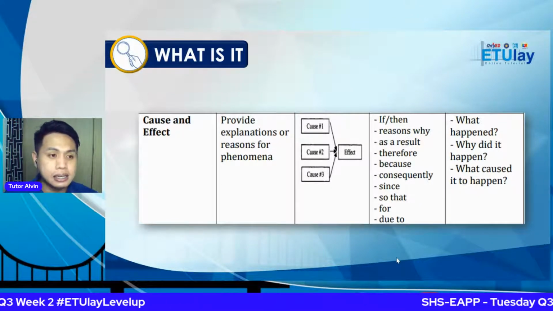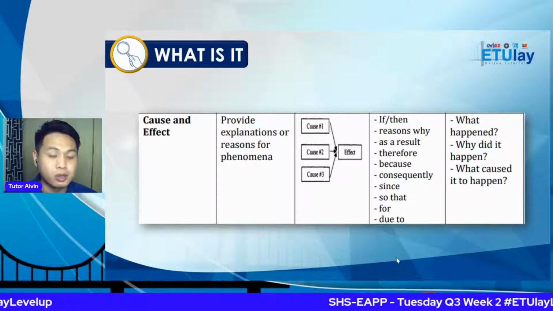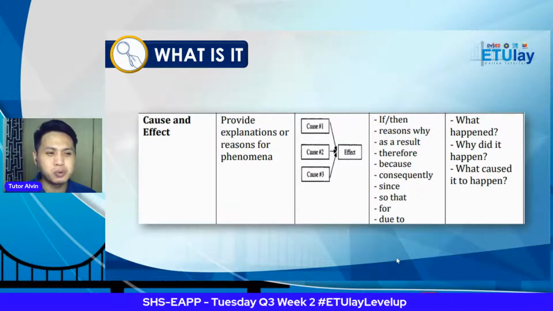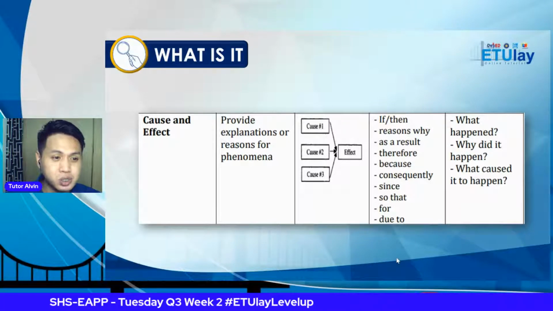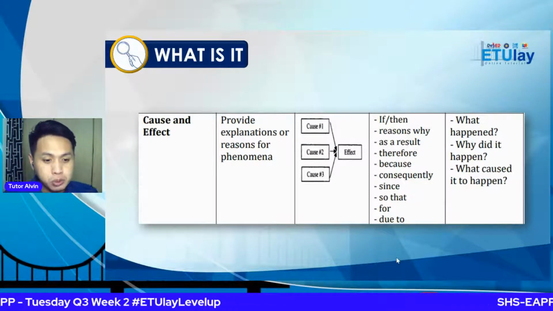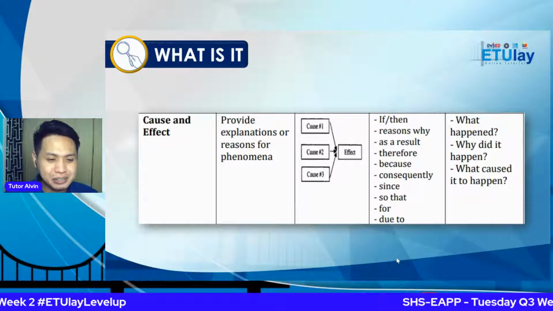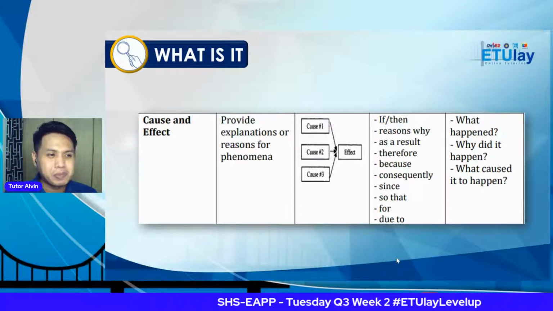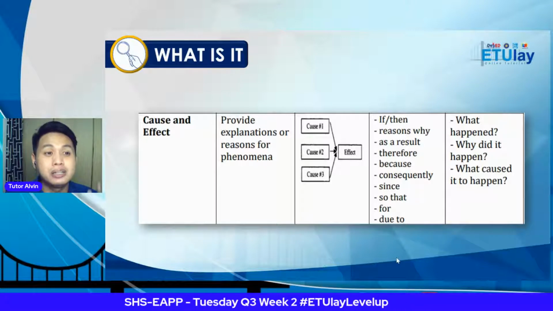Jolly Ann studied her lesson. Therefore, she passed her exam. So it shows cause and effect. Consequently, since, so that, for, due to, when. Since you understand the lesson, as Allen said, you can report it properly. So look for the following signal words.